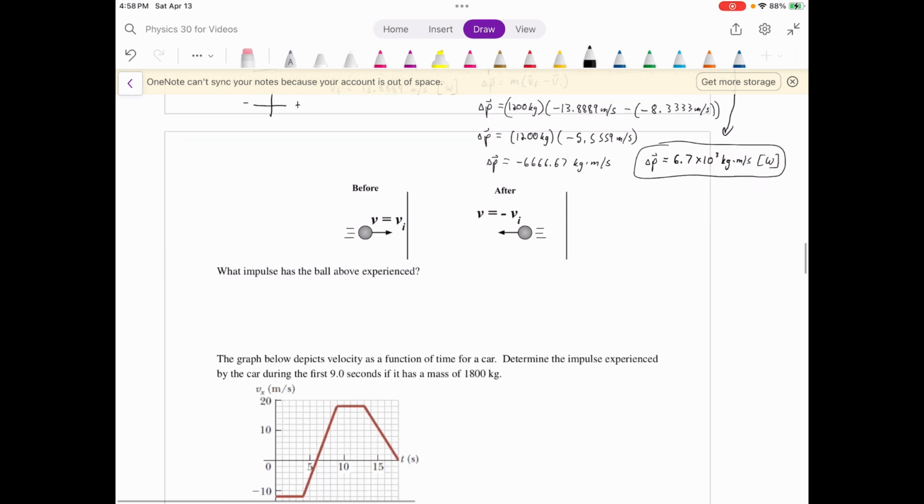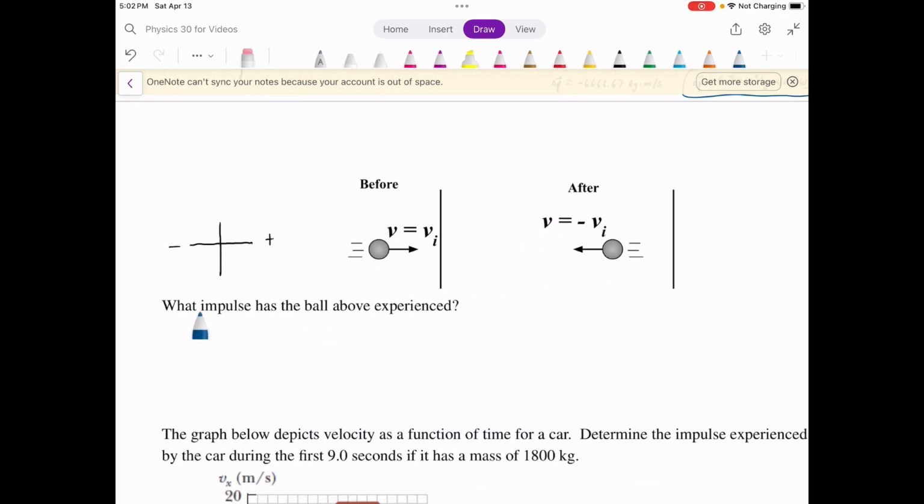Okay, let's try this one out. So it asks us, what impulse has the ball above experienced? Let's just take a look at what's happening. We've got a ball coming in, moving to the right. Looks like it's going to bounce off of this wall, right? Before, it's headed towards the wall. After, it looks like it's bounced off the wall and it's returning the other way.